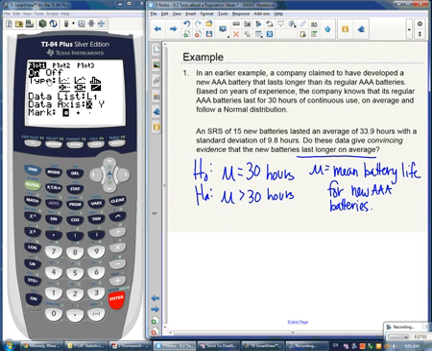Now we're going to do the plan phase, and we have to start looking at our conditions. Let's see, we have an SRS of 15 new batteries. It states in the problem that the sample is random. We want to check to see if our sample is large, and it's not. n is only 15, so it's kind of small, but we are told that the population is normal.